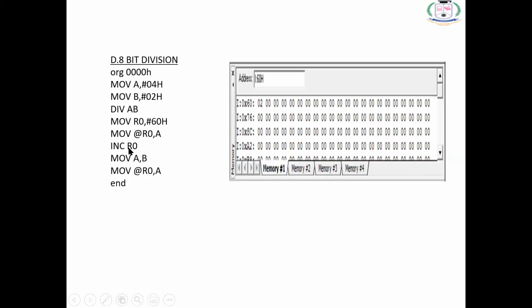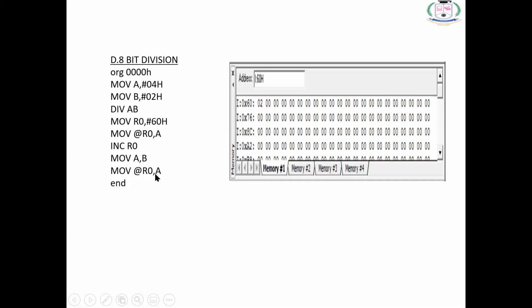So what you will do? What I have to do? They have assumed which memory location I have to move to? Instead of 60, what they specified? 75. So instead of 60, what I have to put here? 75. So my R1 is 75 now. They are saying R1 holds the value of 75 now. MOV R1, #75. MOV @R1, A. INC R1. MOV A, B. MOV @R1, A.